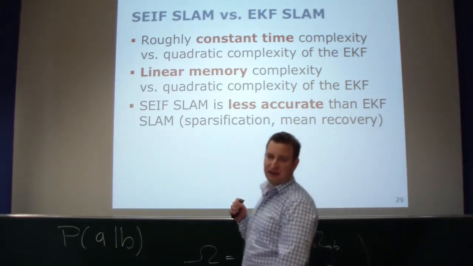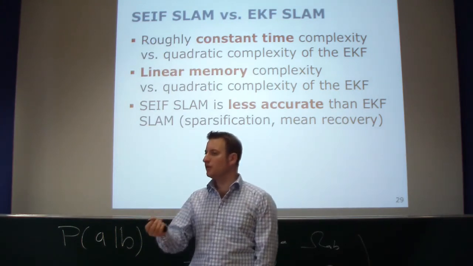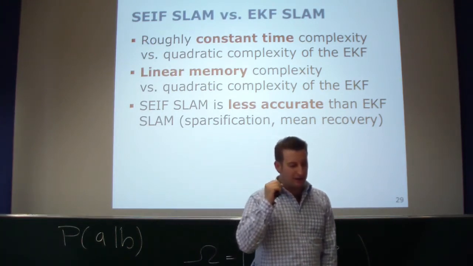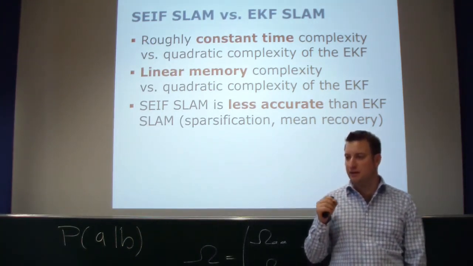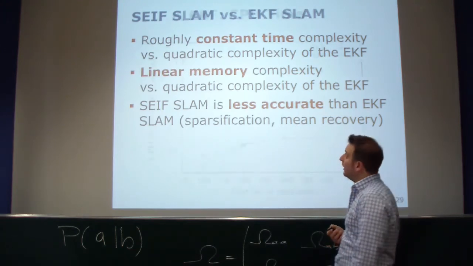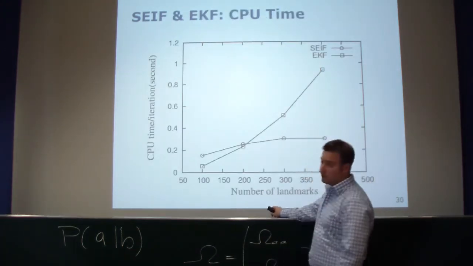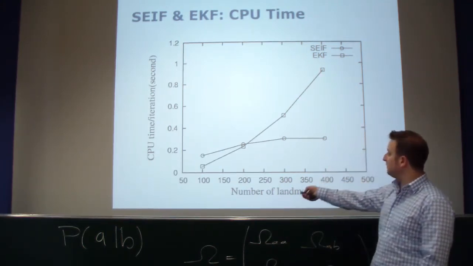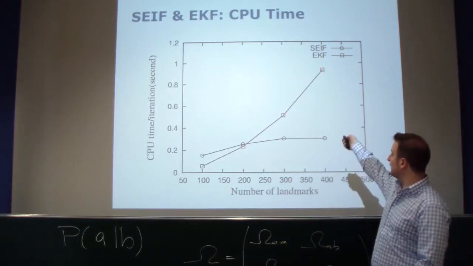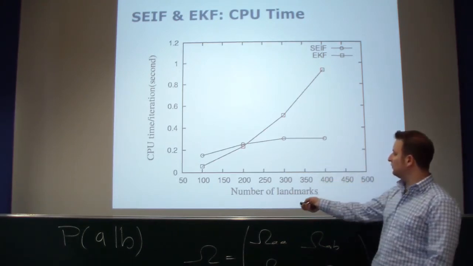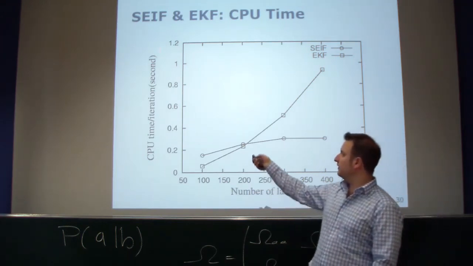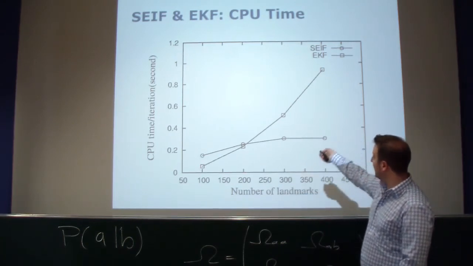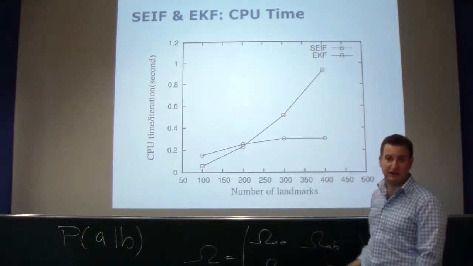However, SEIF-SLAM is less accurate than EKF-SLAM because we made approximations. We have the approximation of the mean and we have the sparsification step, so the accuracy should be worse than for the EKF. Let's look at how things relate in terms of CPU usage and accuracy. Here the EKF is shown with these small rectangles, and this is the SEIF algorithm. What you see here is the number of landmarks and the CPU time needed. You can see that for the EKF this ends up being a quadratic increase over here.